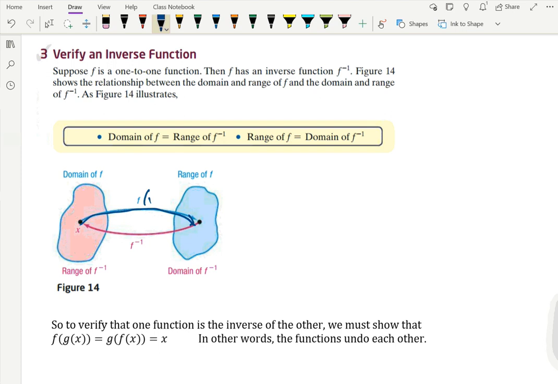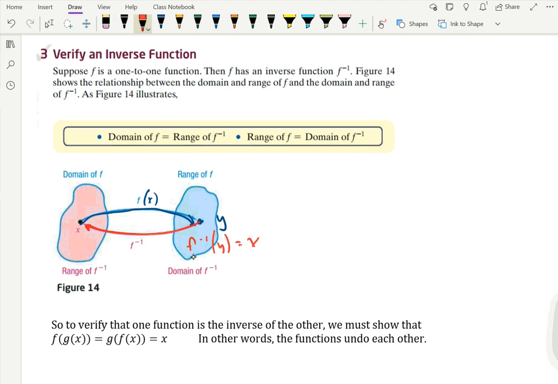So f of x goes back over here to this value. So we could say that is some kind of y value, okay? And then we have our domain of f, and we have our range of f. If we reverse this, and this is the idea here, what if I go in the other direction? If I go the other direction, I take f inverse of y, and I get back this x value over here.